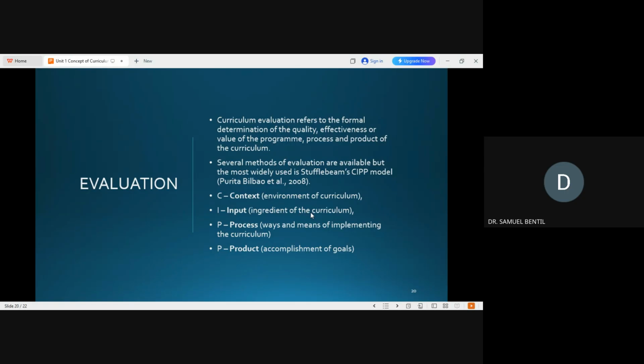And in education, there are a lot of educational models that are used. But one of the most widely used models in curriculum evaluation is the Stufflebeam CIPP model, where the C stands for context, that is the environment within which the curriculum is being implemented. For example, we are saying that students should do ICT at the basic school, computing, and write BECE. In that implementation, the context will ask: is the environment conducive for the implementation of computing as a core subject?